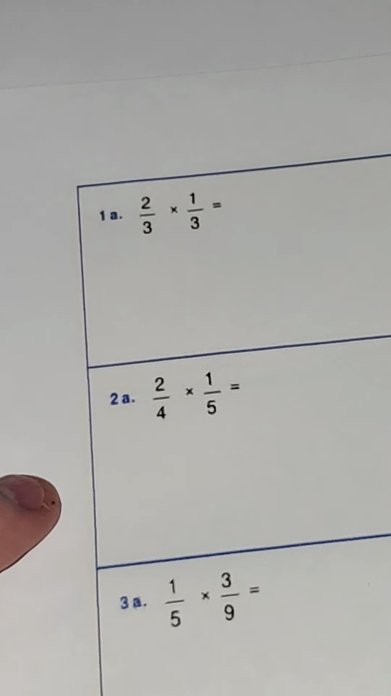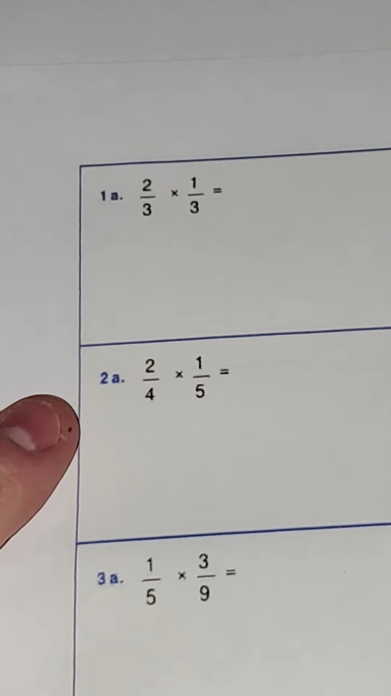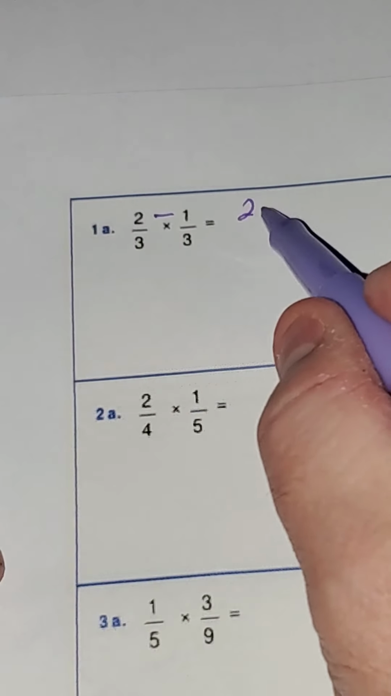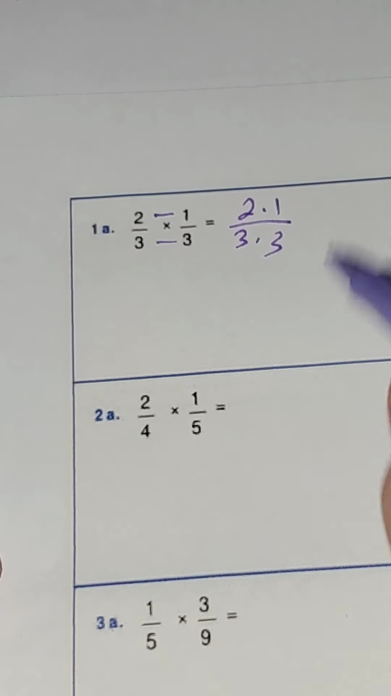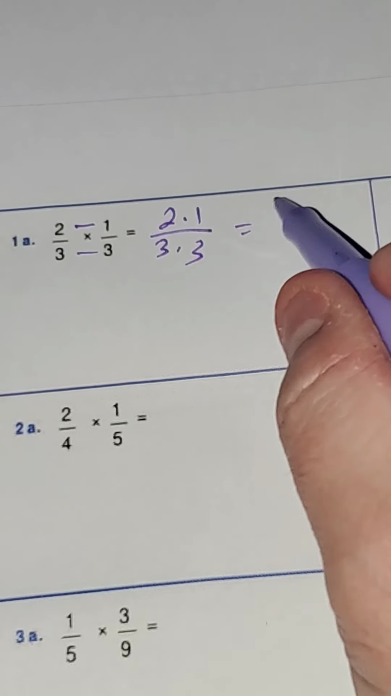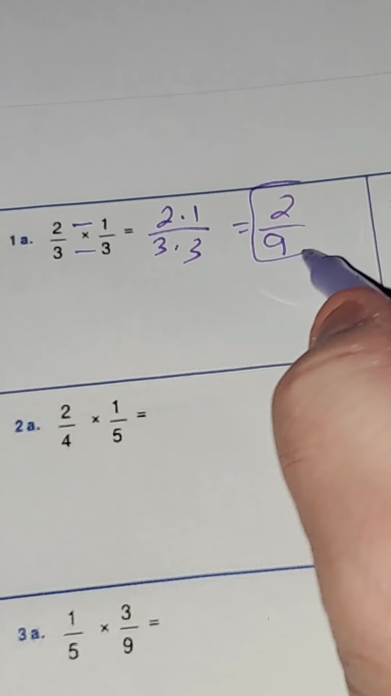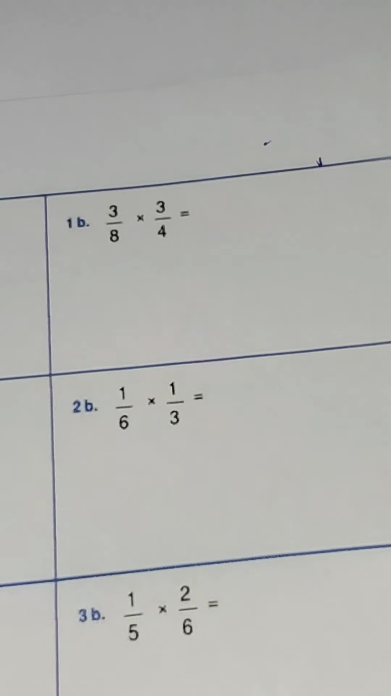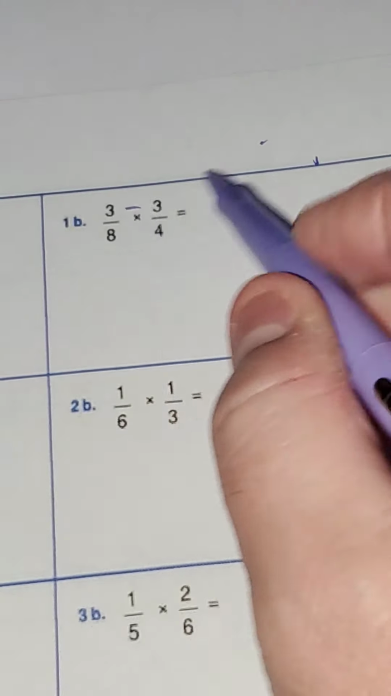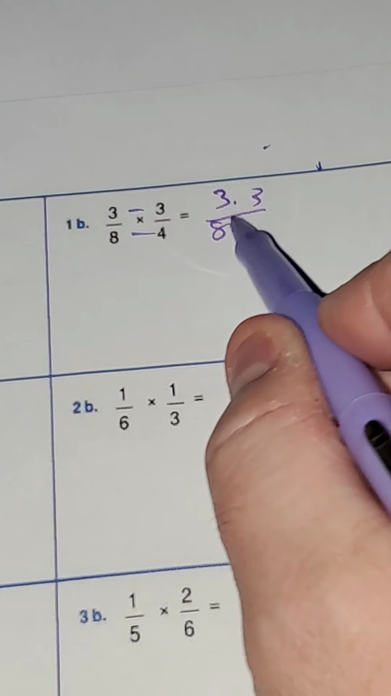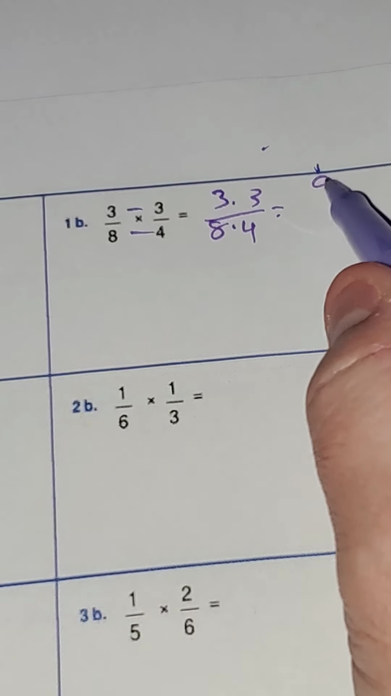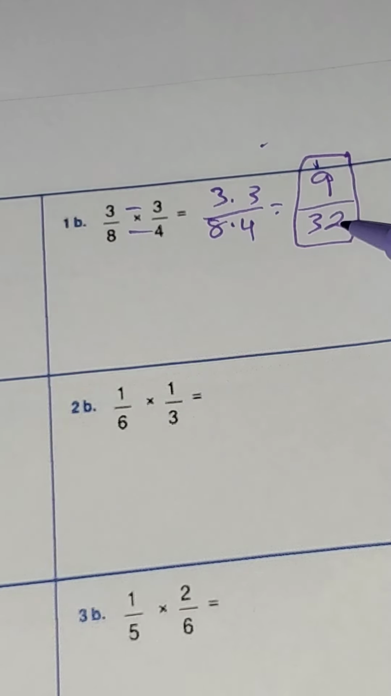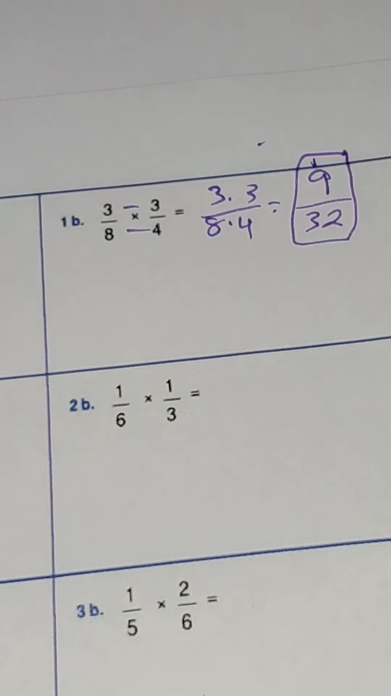Okay, so here's our first 10 problems. This is pretty straightforward. We have no ability to reduce early. We literally have 2 times 1 over 3 times 3, and 2 times 1 is 2. 3 times 3 is 9, and 2/9 is already reduced. There's nothing more we can do to that problem. Here, pretty straightforward. 3 times 3 over 8 times 4. 3 times 3 is 9. 8 times 4 is 32. And again, we have a fraction at the end that won't reduce, and we're done with our answer.